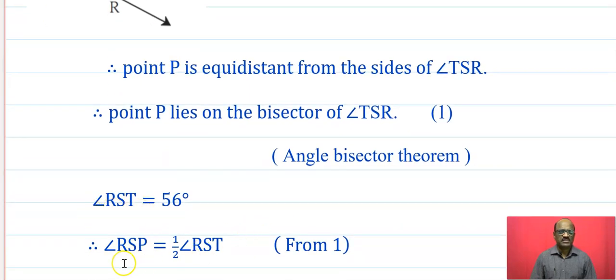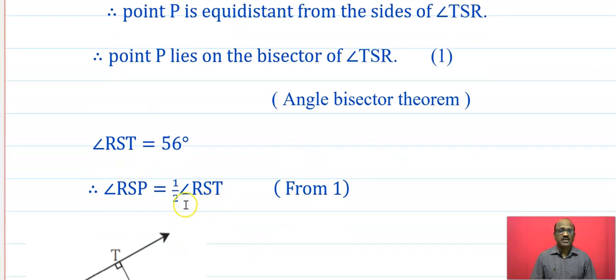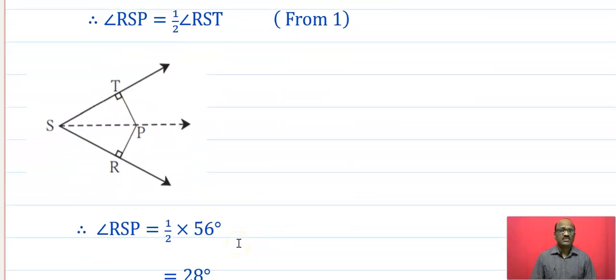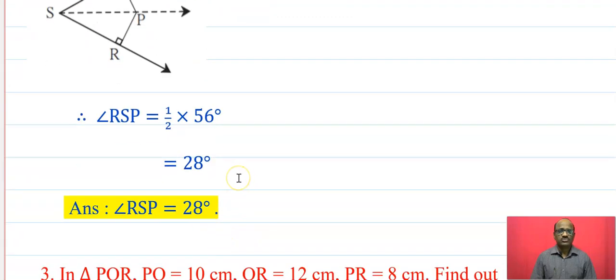The measure of angle RST is equal to 56. Therefore the measure of angle RSP is equal to 1 upon 2 of the measure of angle RST. But what is RST? RST is 56. 1 upon 2 into 56 is equal to 28 degree. Therefore, the measure of angle RSP is equal to 28 degree.